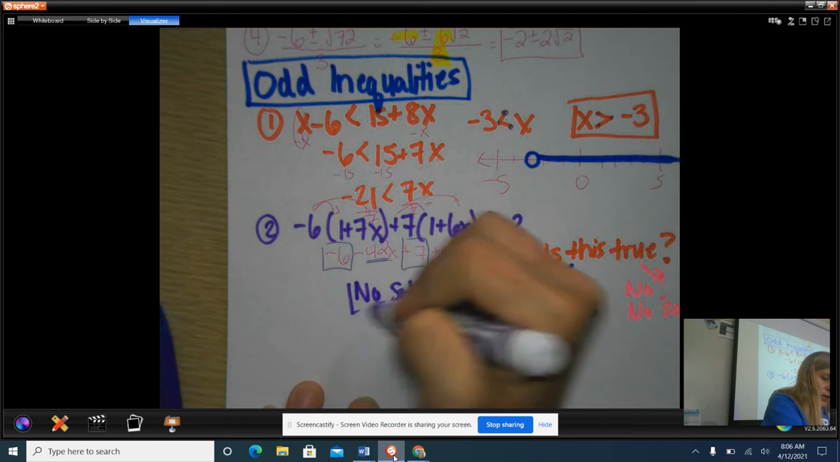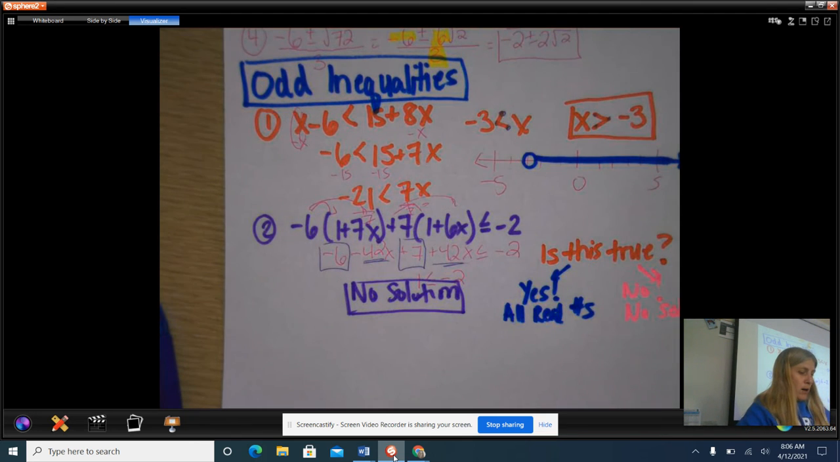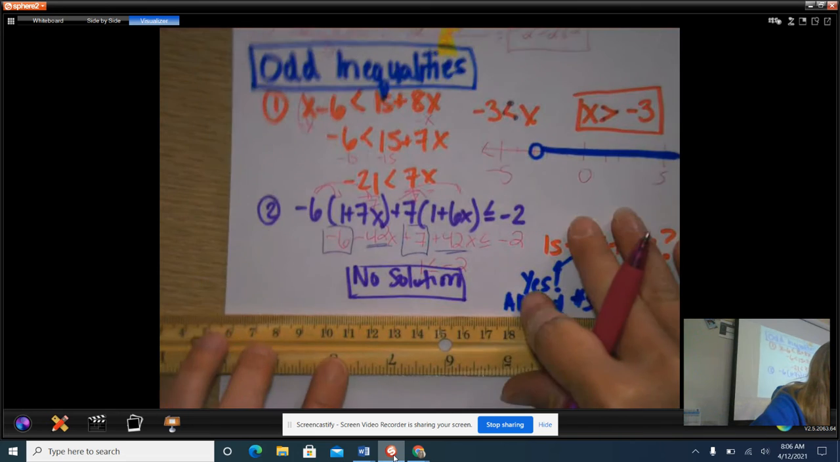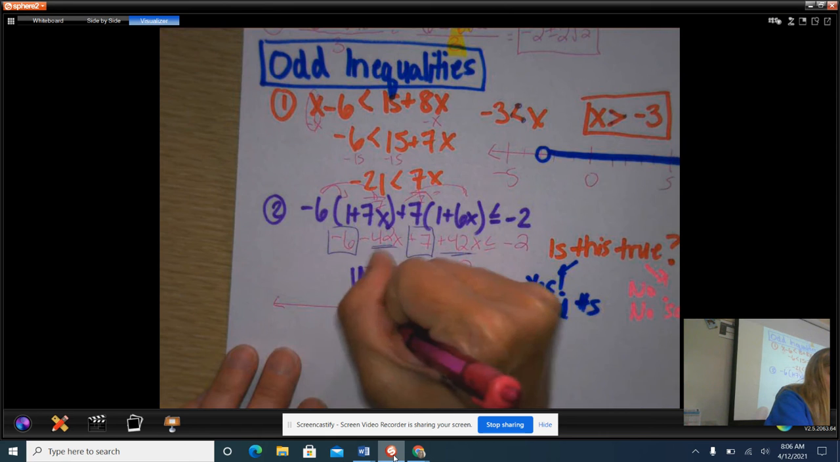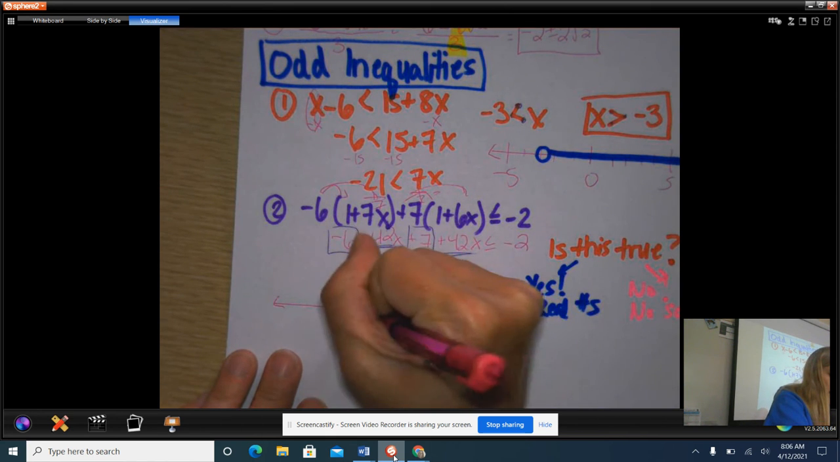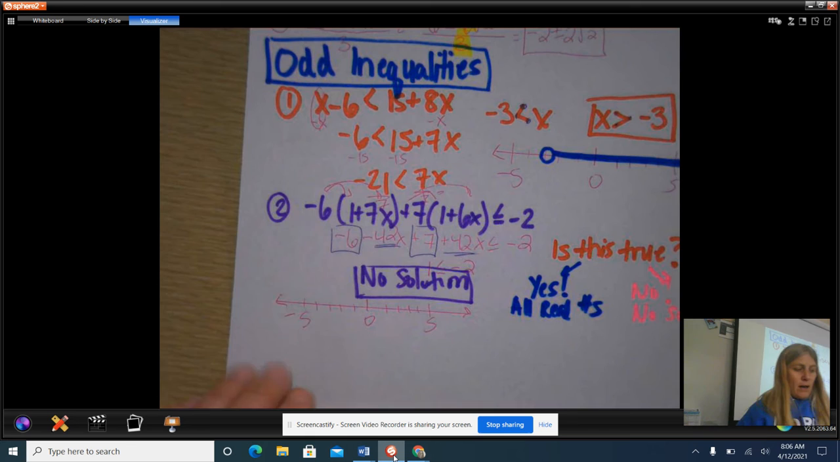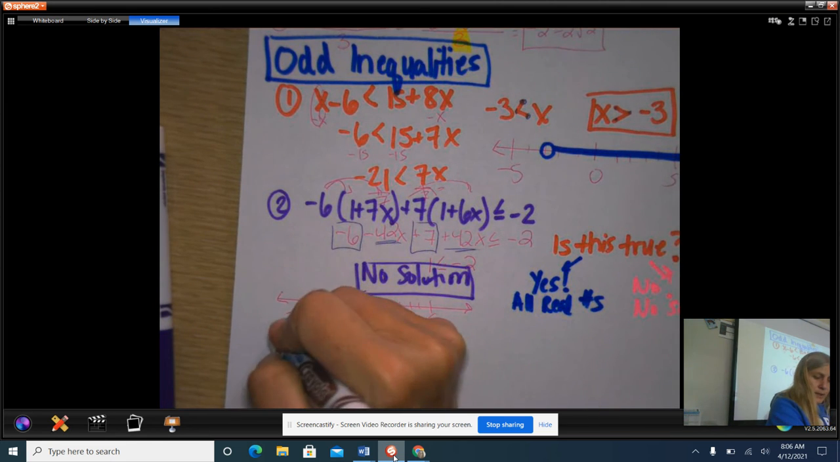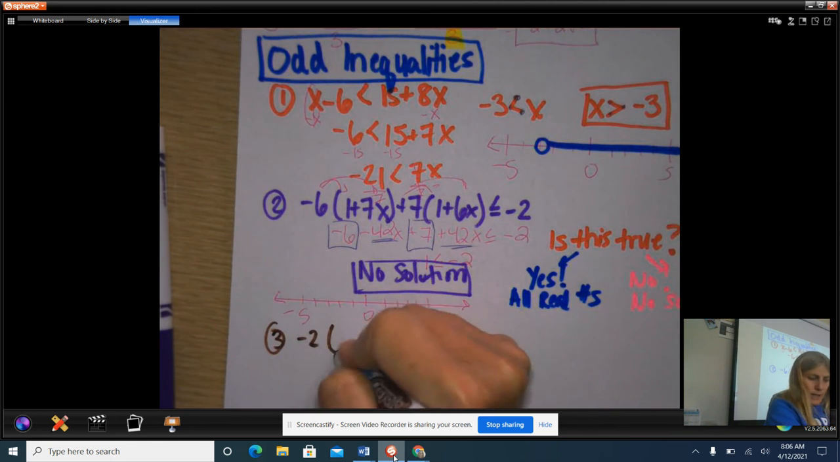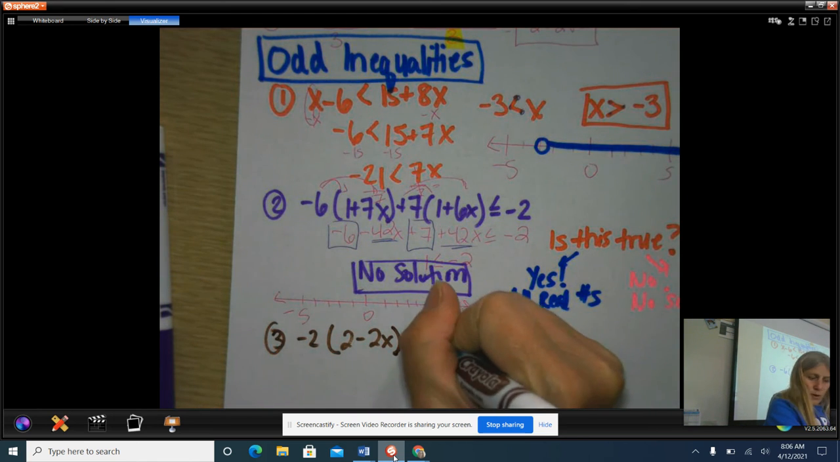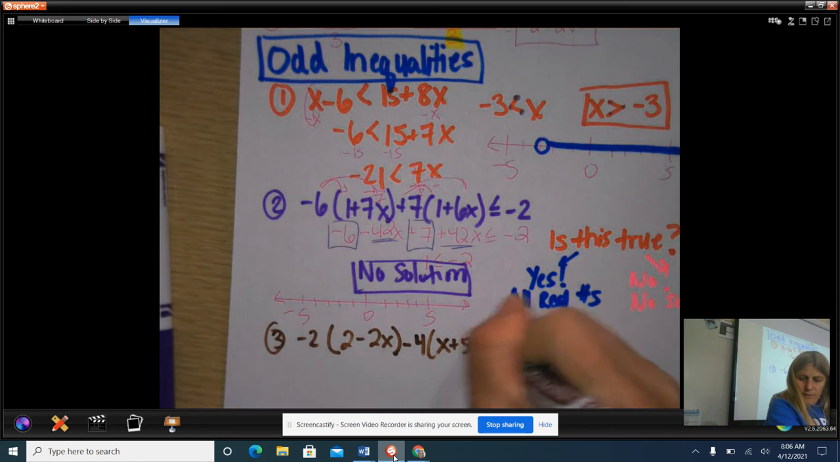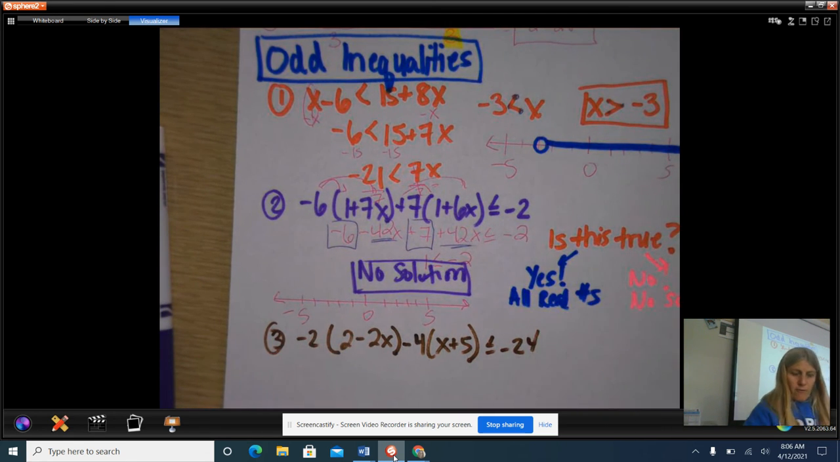When we graph a no solution, we are going to simply leave an empty number line. We still need to have our number line. We just don't put anything on it, because there's nothing there that would make that statement true. So let's have one more example here. Negative 2 times the quantity 2 minus 2x minus 4 times the quantity x plus 5 is less than or equal to negative 24.